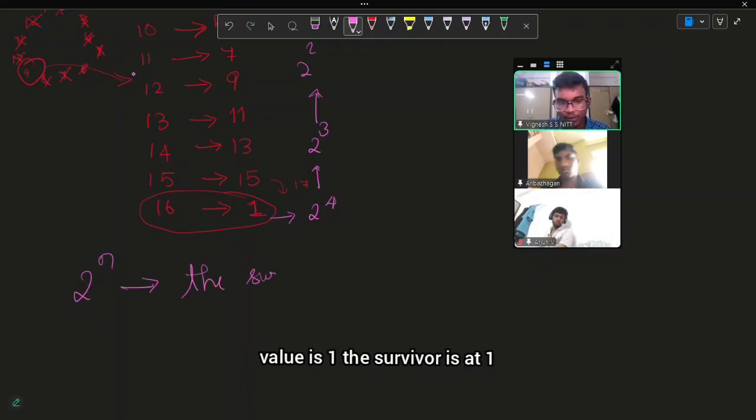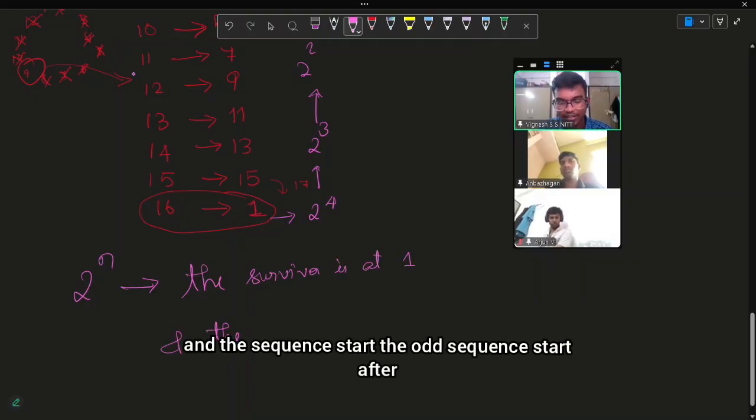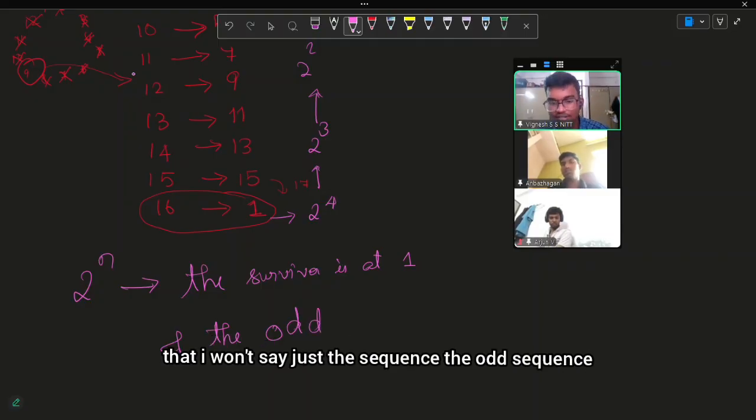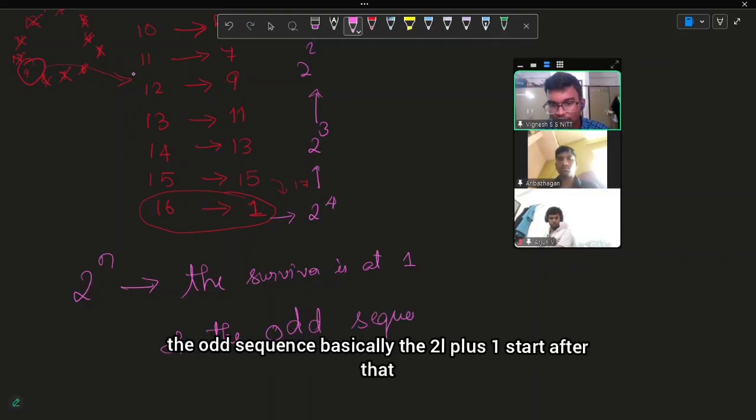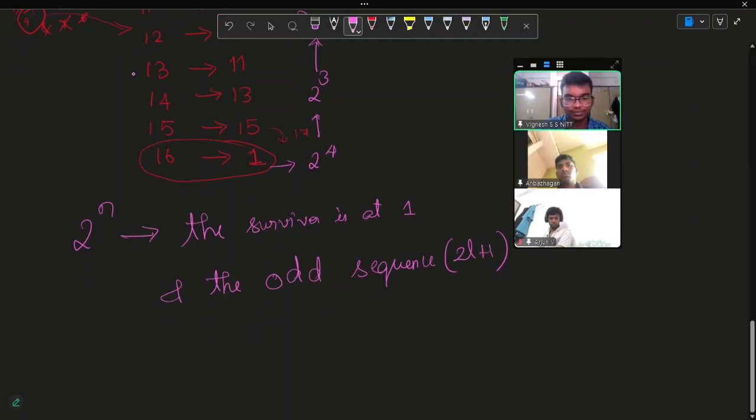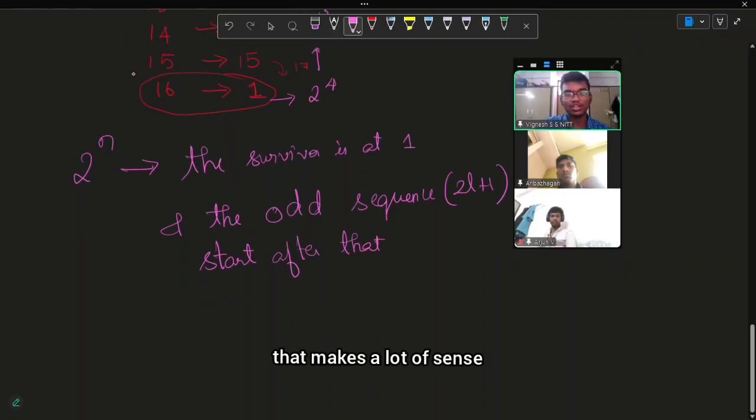The survivor is at 1, and the odd sequence starts after that. I won't say just the sequence, the odd sequence. The odd sequence, basically the 2l plus 1, starts after that. Okay, I guess that makes a lot of sense.